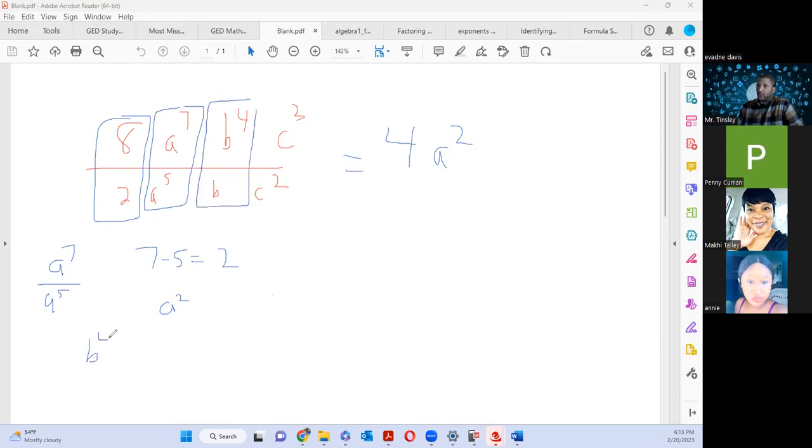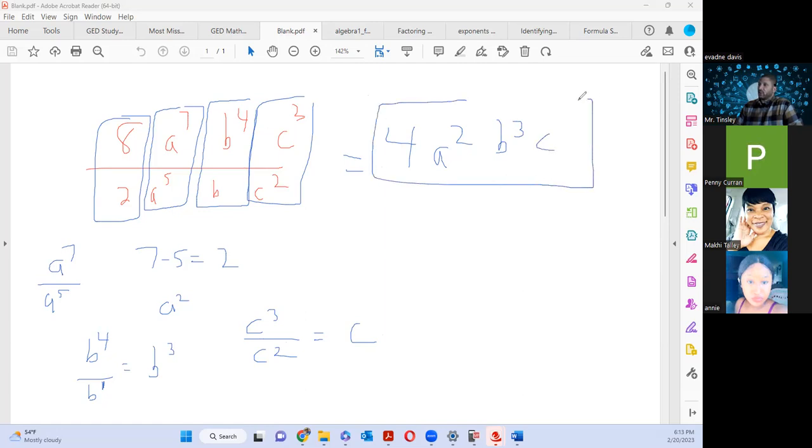So we got b to the 4th over b. Now, a mistake that a lot of people make is when they don't see an exponent, they think it's 0. No, when you don't see an exponent, it is a 1. So b to the 3rd. And then we look at the last group. c to the 3rd divided by c squared, which is what? Just c. So your final answer will be 4a squared b to the 3rd times c.